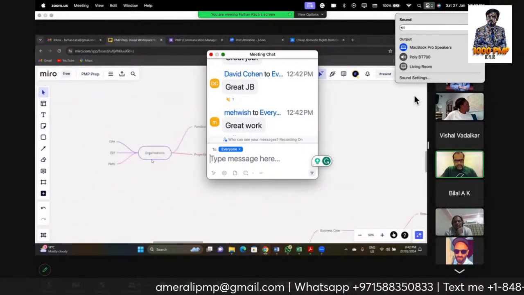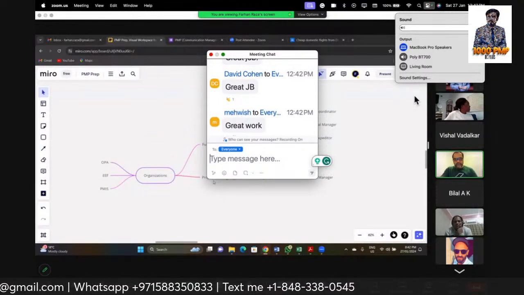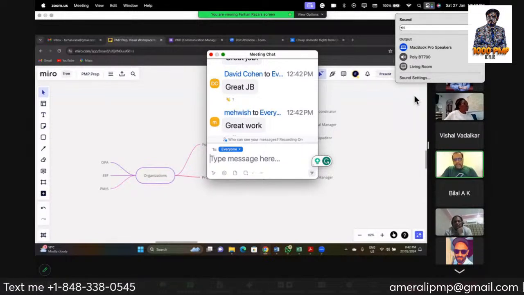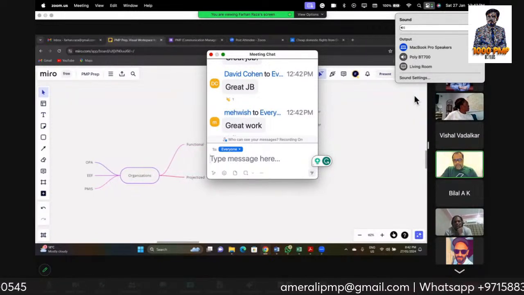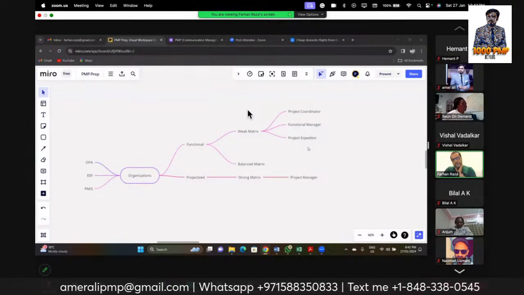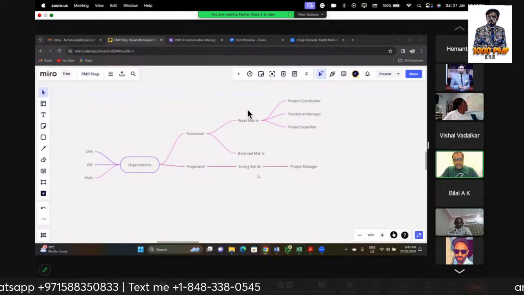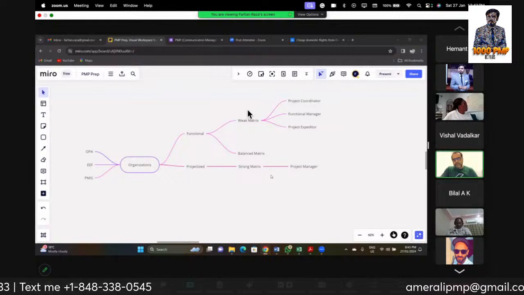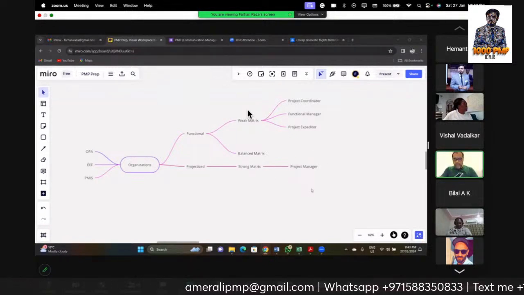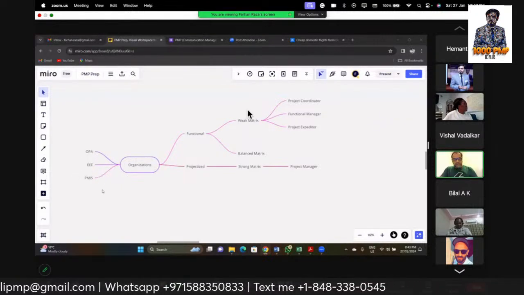We also had an organizational one. The organization would be a functional or a projectized organization. So it would have either a weak matrix or a balanced matrix. In a weak matrix, we have different roles: a project coordinator, a functional manager, a project expediter. And a projectized organization would be a strong matrix, and the person leading the project would be a project manager. In the organization, we also have OPAs, EEFs, and PMIs.